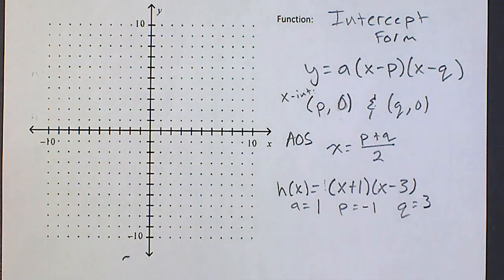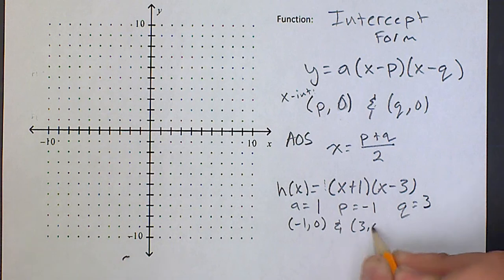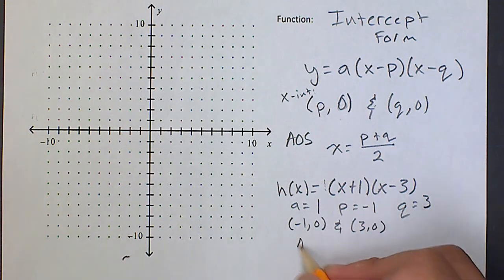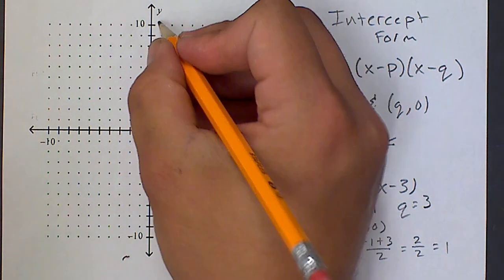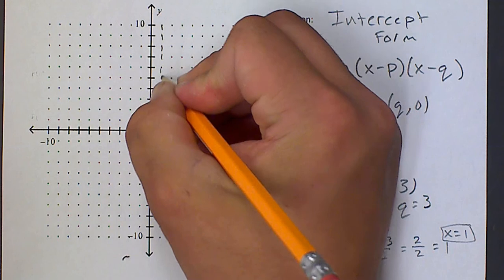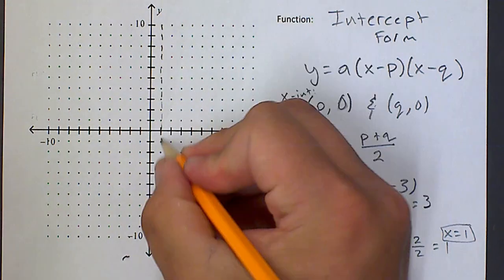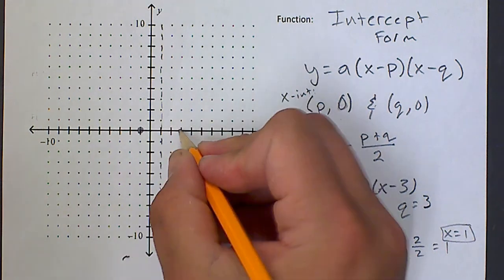That means the intercepts are at (-1, 0) and (3, 0). And the axis of symmetry, x is equal to negative 1 plus 3 over 2. Negative 1 plus 3 is 2. 2 divided by 2 is 1. So the axis of symmetry is at x equals 1. A dashed line going through the x-axis at 1. Let's plot the intercepts. The intercepts are at (-1, 0) and (3, 0).